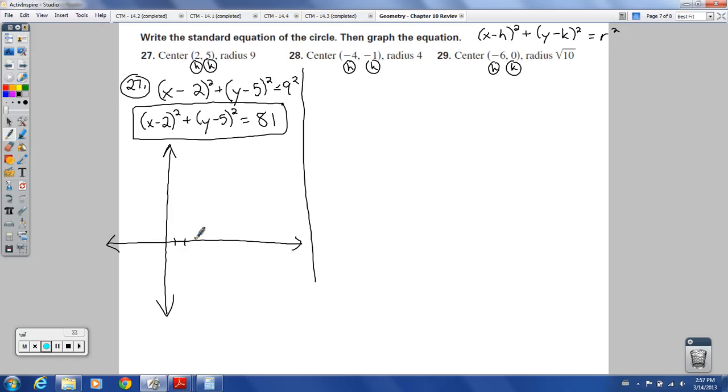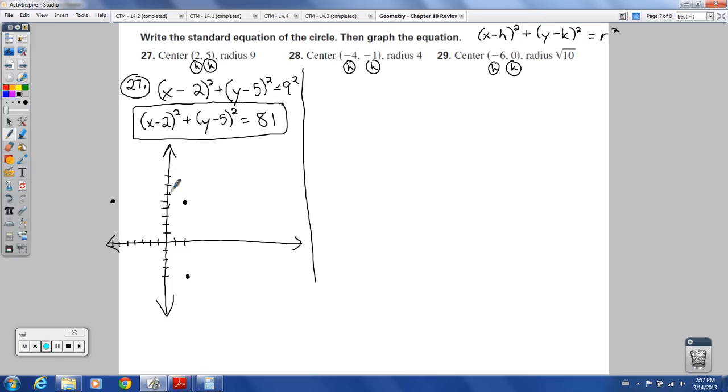So we got 1, 2, 3, 4, 5. So here's the center point, 2, 5. We'd have to go down 9. So this is already 5, so I'm going to go 1, 2, 3, 4 more. I'd have another point right there. We've gone 2 here, so I've got to go 7 in this direction. 1, 2, 3, 4, 5, 6, 7. I'd have another point right there. That would make the radius 9 in this direction. Then I got to go 9 more up here.